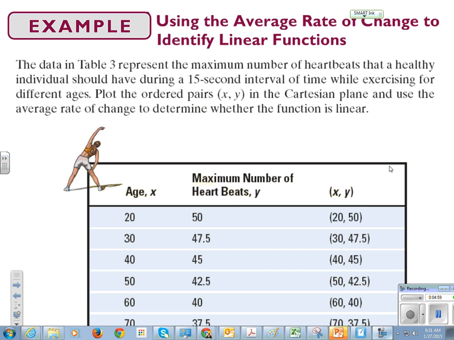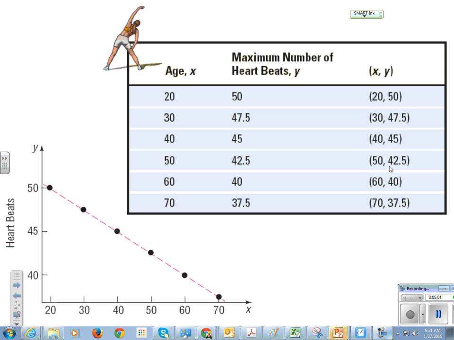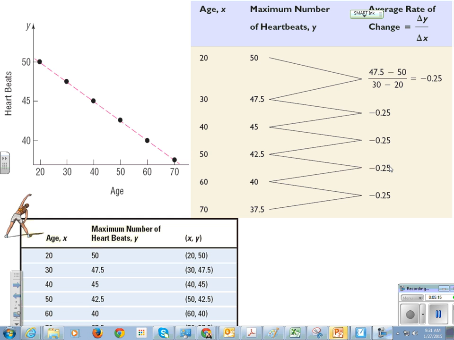So we're going to do the same thing we did before. We're going to plot these points. And this one definitely looks like a nicer, straighter line than the population growth. But we're going to use the average rate of change to see if it's actually the same.